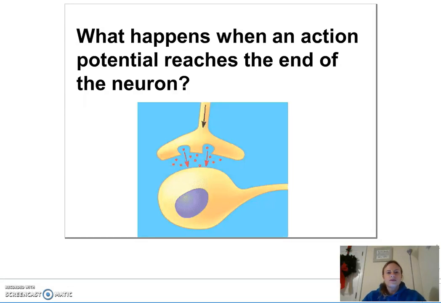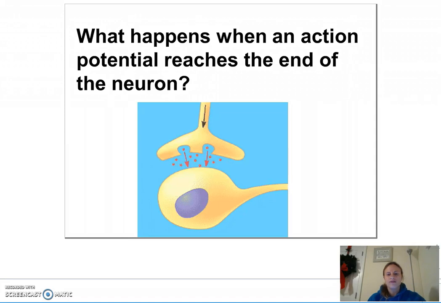Today I'd like to talk to you about neurotransmitters and what happens when an action potential reaches the end of the neuron. And then I'd like to finish up our discussion talking about reflex arcs. So what happens when an action potential reaches the end of the neuron? Where does that action potential go?